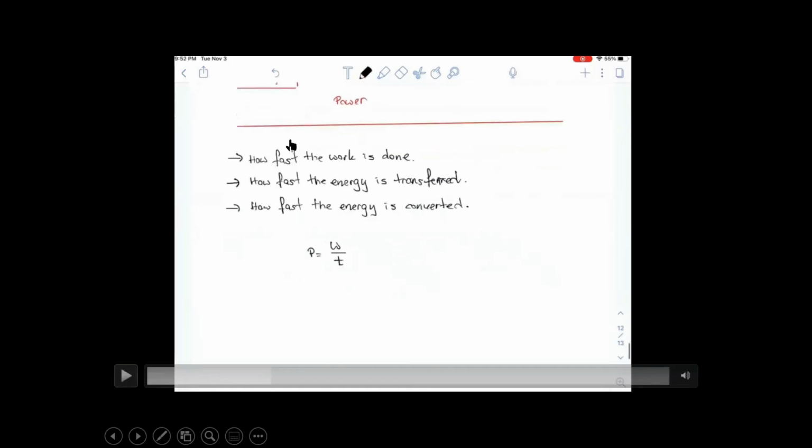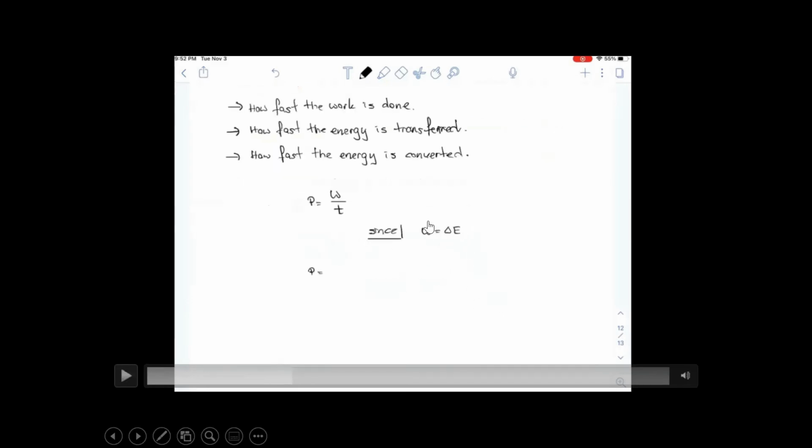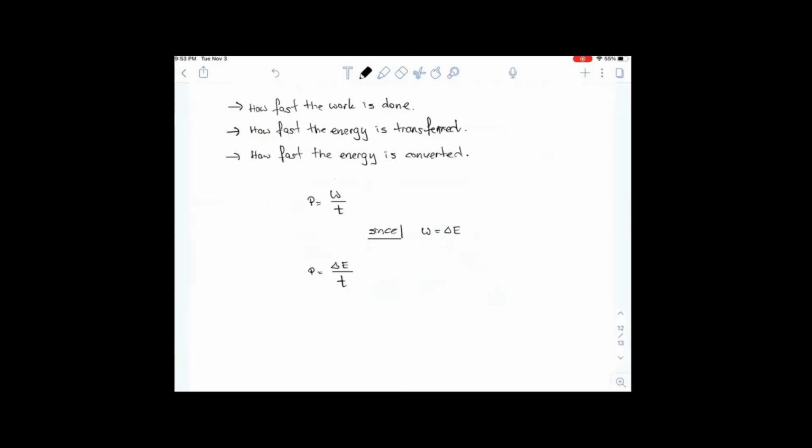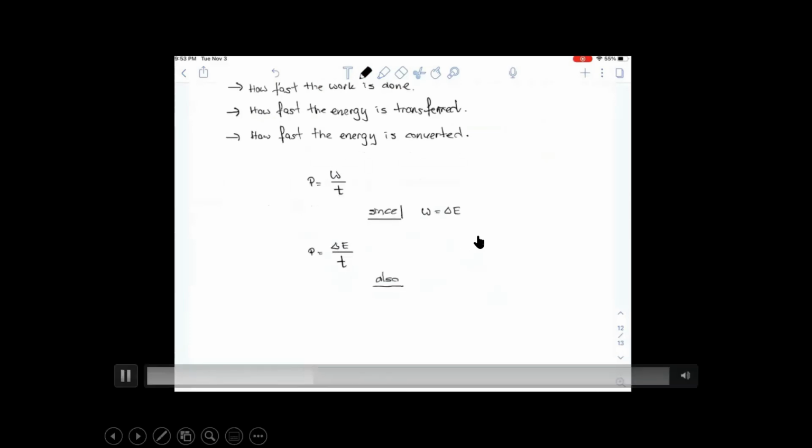All right, so mathematically, how fast the work is done is the rate at which the work is done, so it's work over time. Okay, work is a passive transferring of energy, so it's the amount of energy that you transfer. So W becomes delta E. So how fast the energy is transferred, that becomes the second statement. And then we end up getting something interesting out of this.